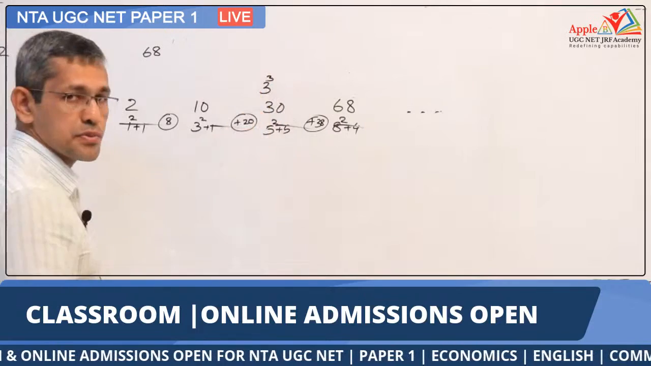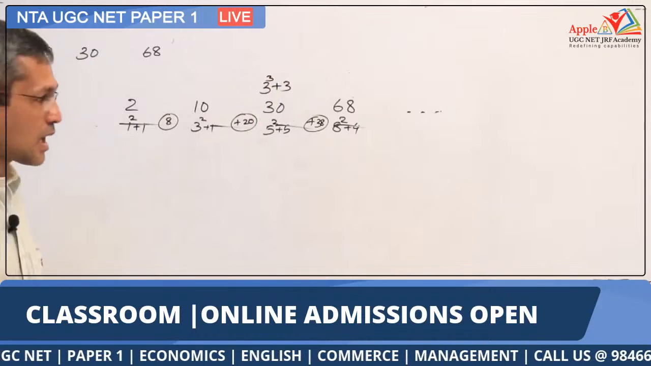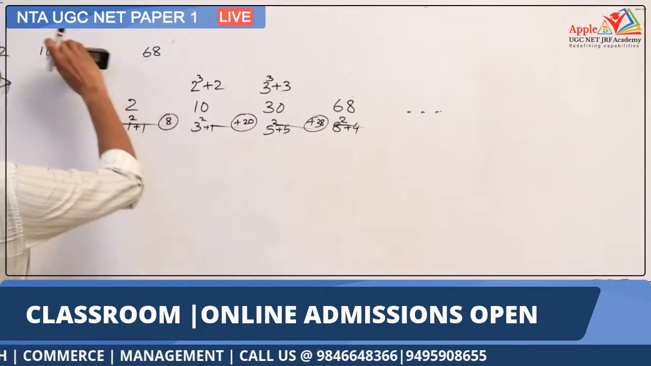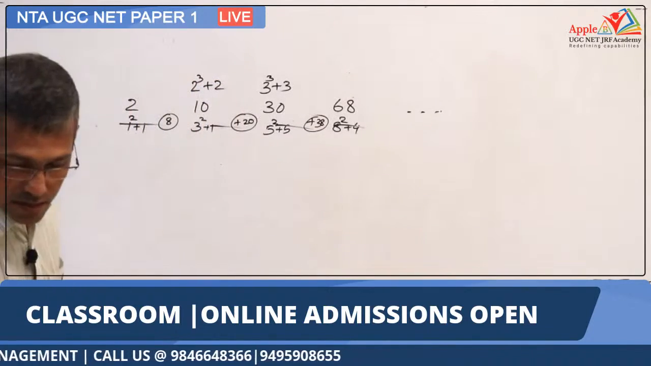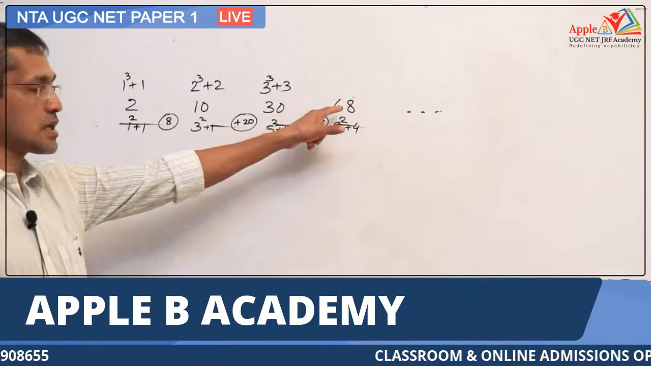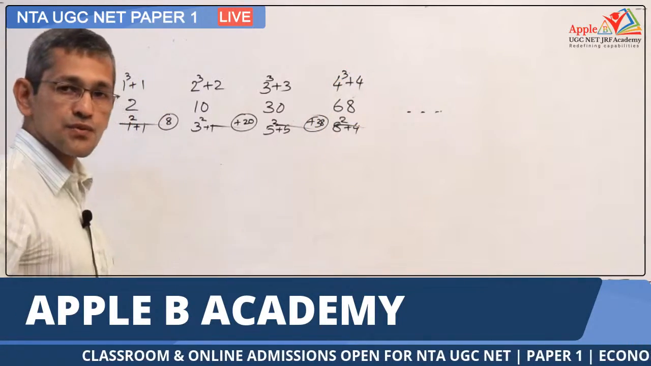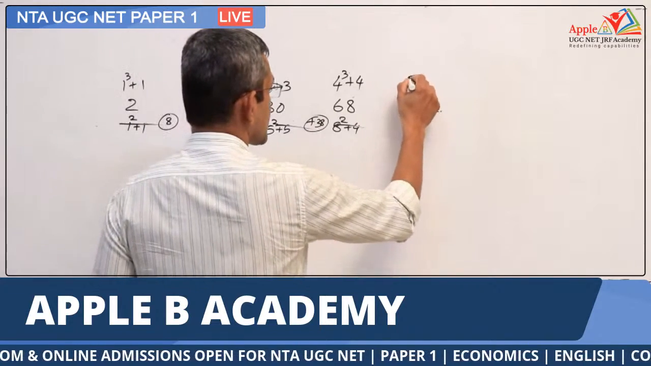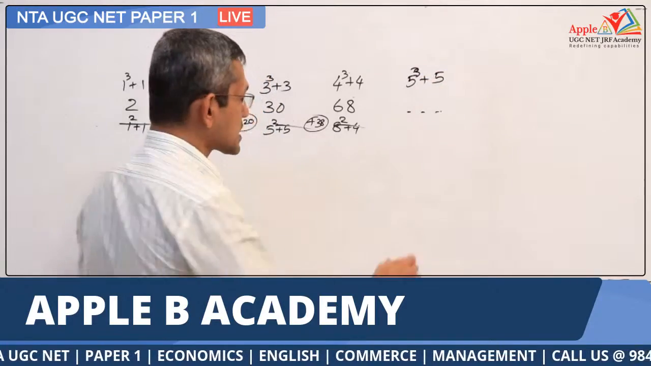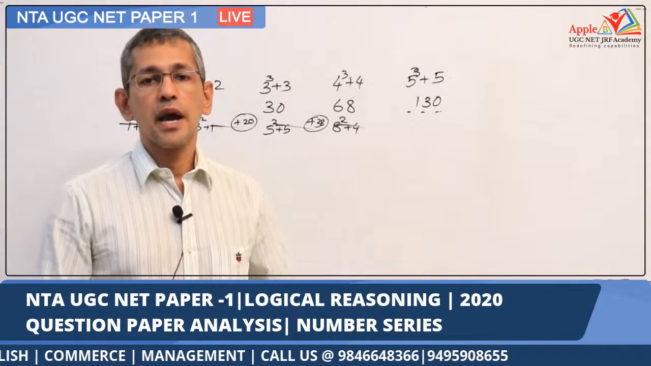3 cube. 3 cube is 27. So 30 means 3 cube plus 3. And how about 10? 10 means 2 cube plus 2. Okay, fine. This one is 1 cube plus 1. Naturally, next one must be 4 cube. 4 cube is 64. 4 cube plus 4. So the answer is what? 5 cube plus 5. 5 cube is 125 plus 5. 130 is the answer. So these are the type of questions you may expect.